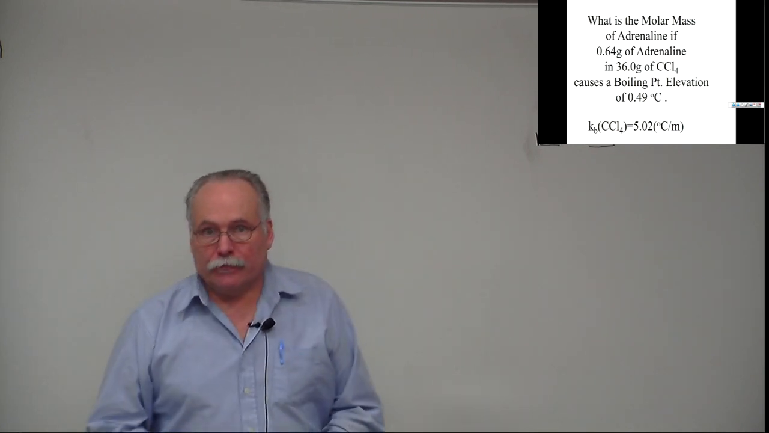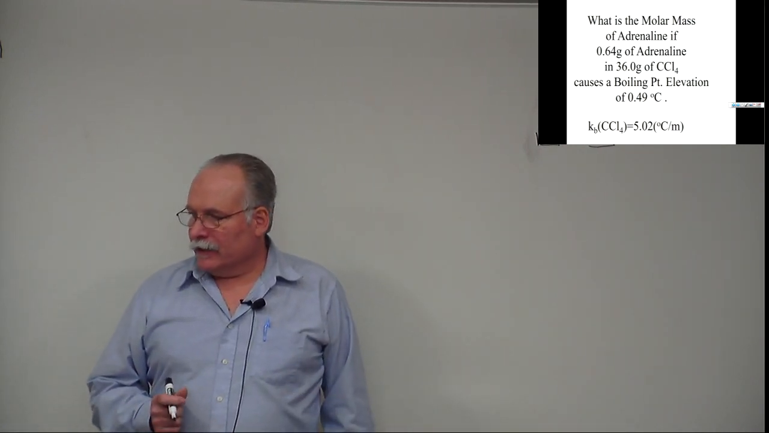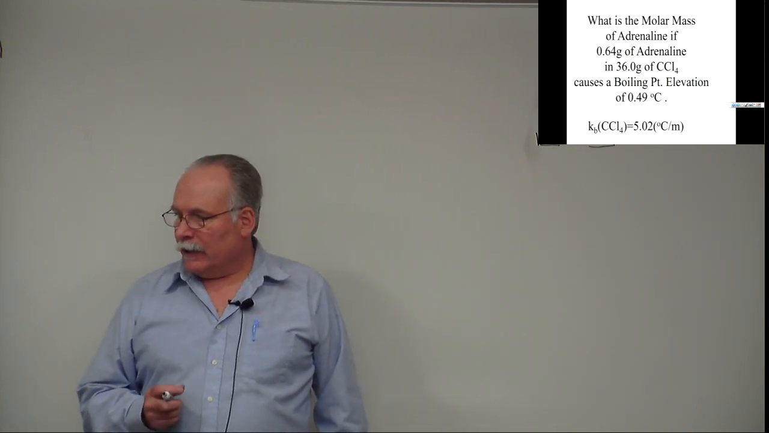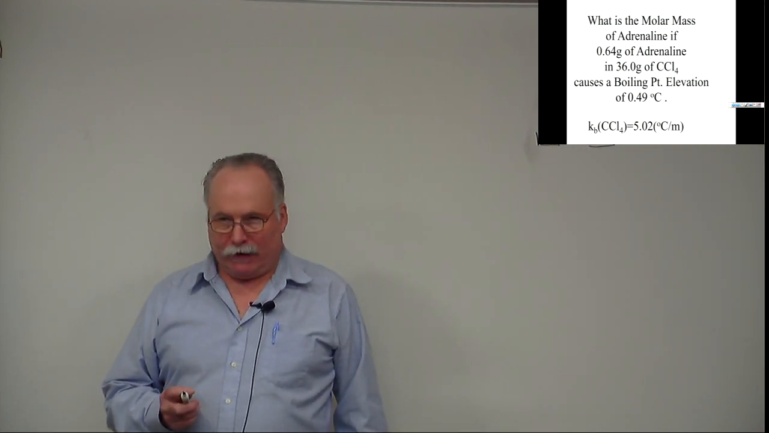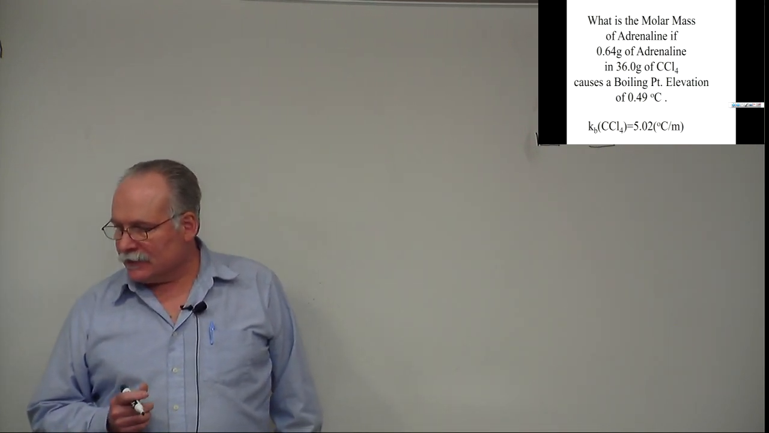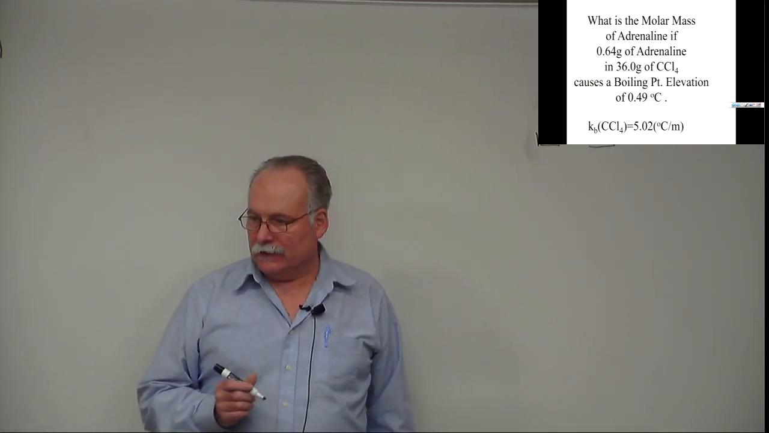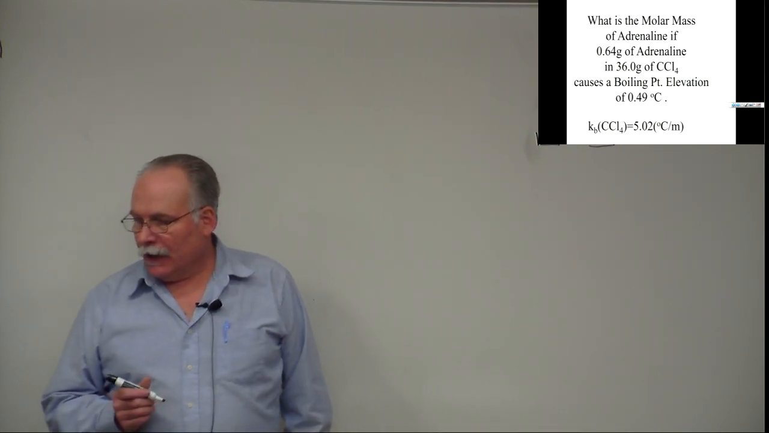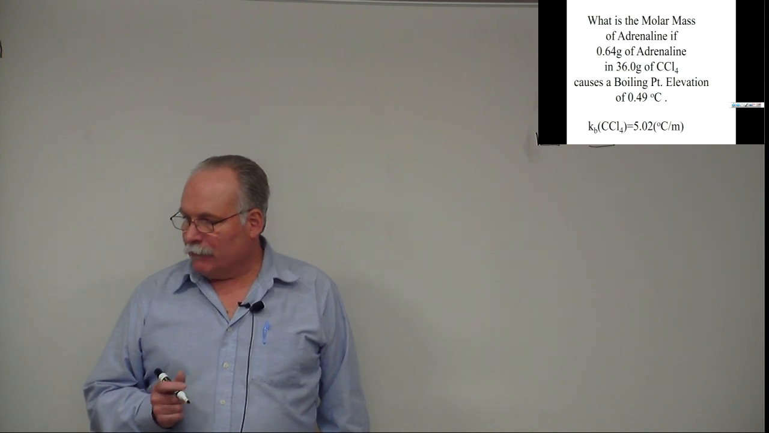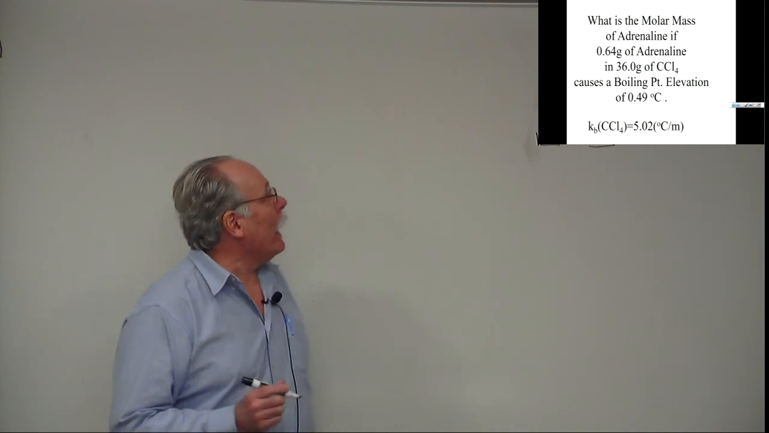Okay, greetings. In this problem, we want to calculate the molar mass of adrenaline when we know that placing 0.64 grams of adrenaline into 36 grams of carbon tetrachloride elevates the boiling point by 0.49 degrees. And we know that the boiling point constant for carbon tetrachloride is 5.02 degrees Celsius per mol.